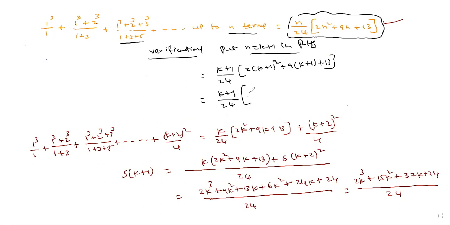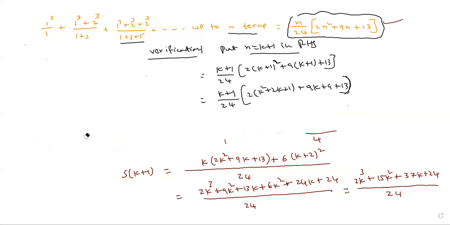k plus 1 by 24 into 2 into k square plus 2k plus 1, 9k plus 9 plus 13. Okay? So automatically in the expansion you get this step. Wherever you stopped the last step, it comes here, look. This is not rough work. In the same solution, after this step take a gap of 2-3 lines, at least 4 lines gap, leave a line. Start the verification like this.